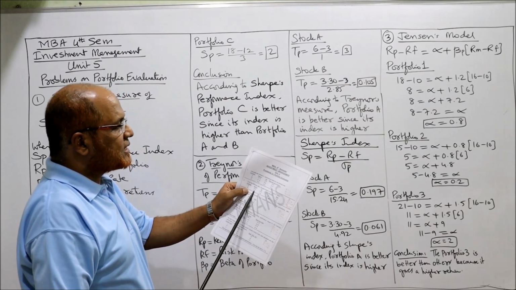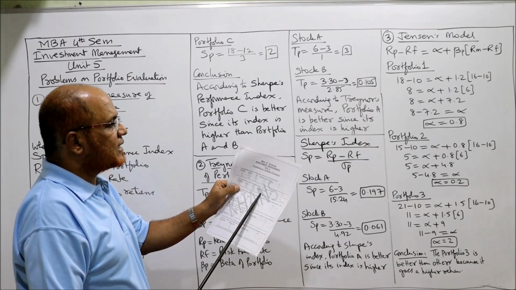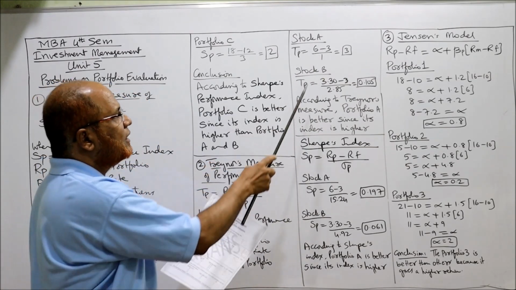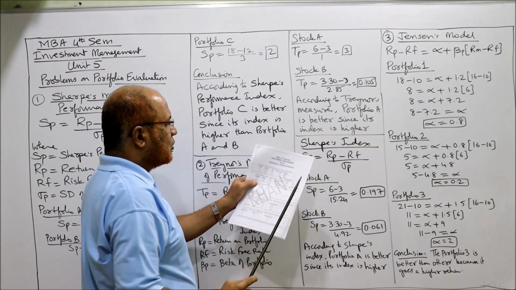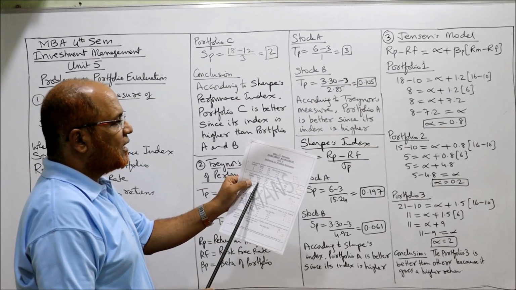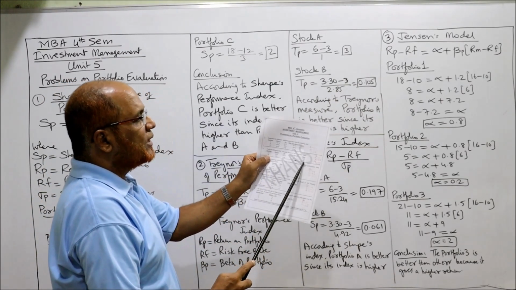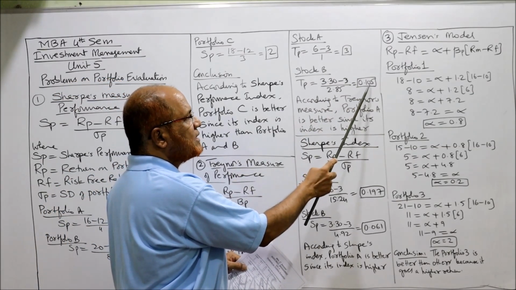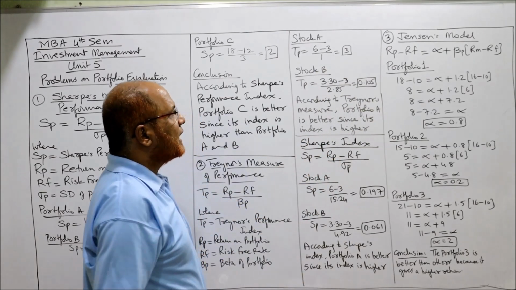Now we substitute the values. Stock A, TP is equal to 6% is the return on the portfolio and riskless rate is 3. So 6 minus 3 divided by beta. Beta value is 1, divided by 1. So 3 is the index. Stock B, TP is equal to 3.3 is the return. Riskless rate is 3. So 3.3 minus 3, beta value 2.85. तो TP वैल्यू 0.105.